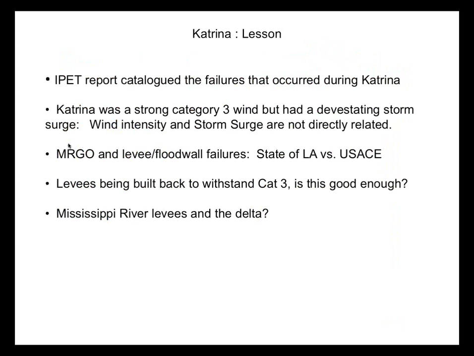Some of the lessons of Katrina, of course, there was this IPET report that cataloged all the failures. It was a strong Category 3 storm, but had a devastating storm surge, so wind intensity and storm surge are not directly related in many cases. There have been some lawsuits as a result of Katrina, of course, due to the levee and the flood wall failures, and the ADCIRC model has been instrumental in some of these lawsuits. The levees are now being built back to withstand a Cat 3, so the question is, is this good enough?